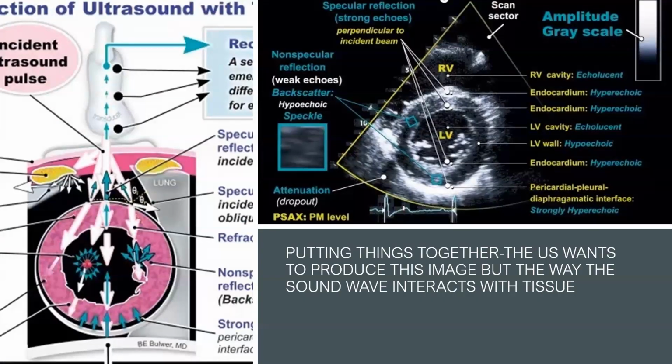Basically, in summary, putting all of this together, sound waves interact in all of these ways to give you an image. A really good way of looking at it is looking at the heart. So this is a scan sector, and we're using a sector probe with the heart. Sound waves are traveling. They reflect back off the wall of the left ventricle, which is quite thick.